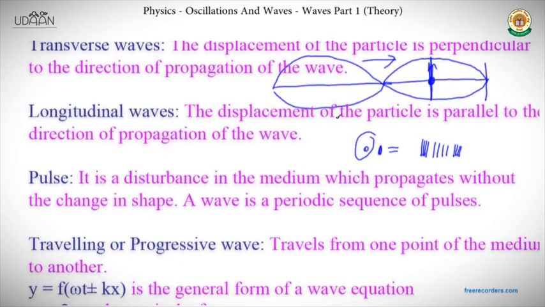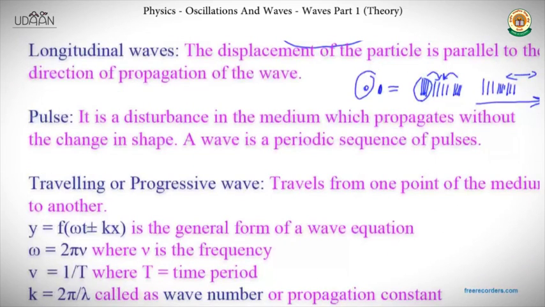And since there is a compression here, these particles try to move into this area, and so on, the chain continues. Here the oscillation of particles is in this direction, along the direction of propagation, and the wave is also propagating in this direction. So these are called longitudinal waves. So we just saw what transverse and longitudinal waves are.